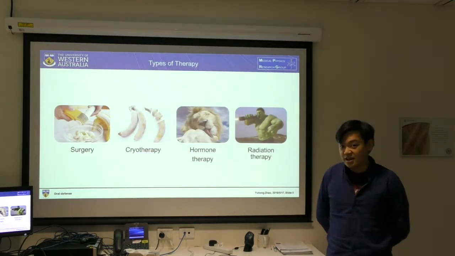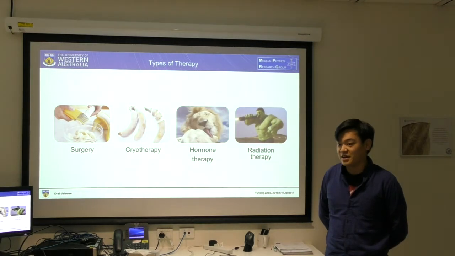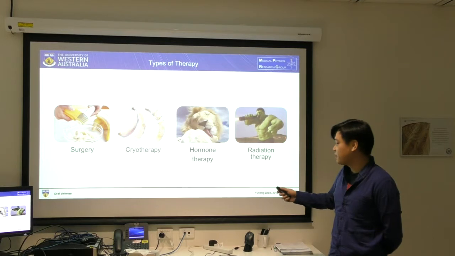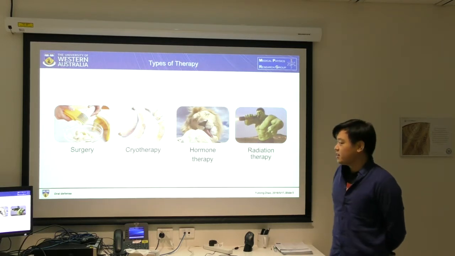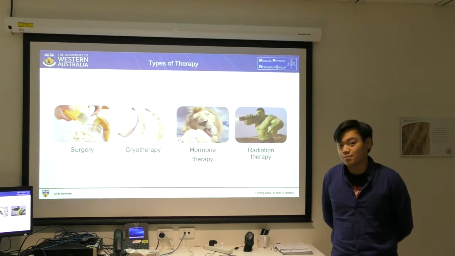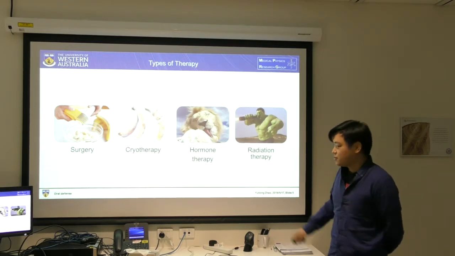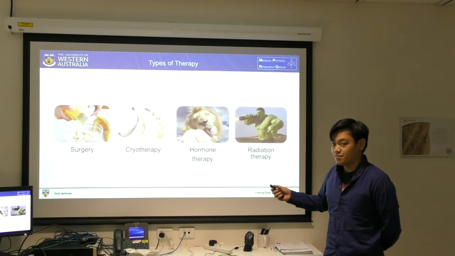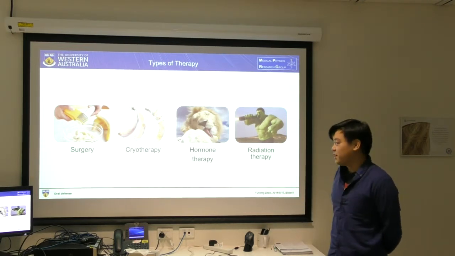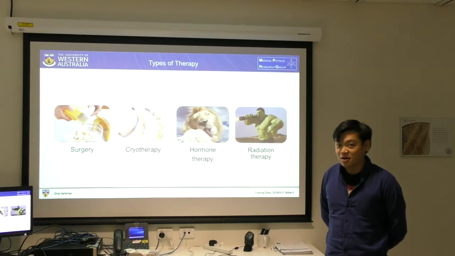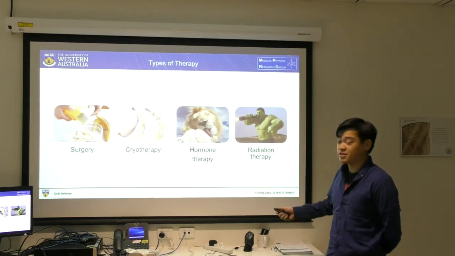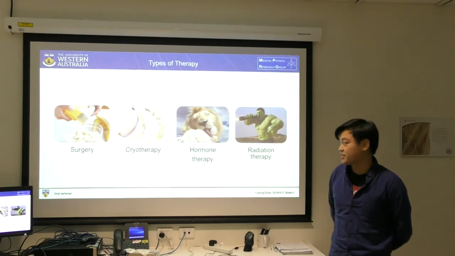For prostate cancer, we basically have four therapies. The first one is surgery, the second one is cryotherapy, then hormone therapy, and radiation therapy. Cryotherapy and hormone therapy are not that effective most of the time, so these two types of therapy are only a backup option for surgery and radiation therapy. Patients who don't want to lose part of their body might well choose radiation therapy. Sometimes radiation therapy is the best option for the patients.